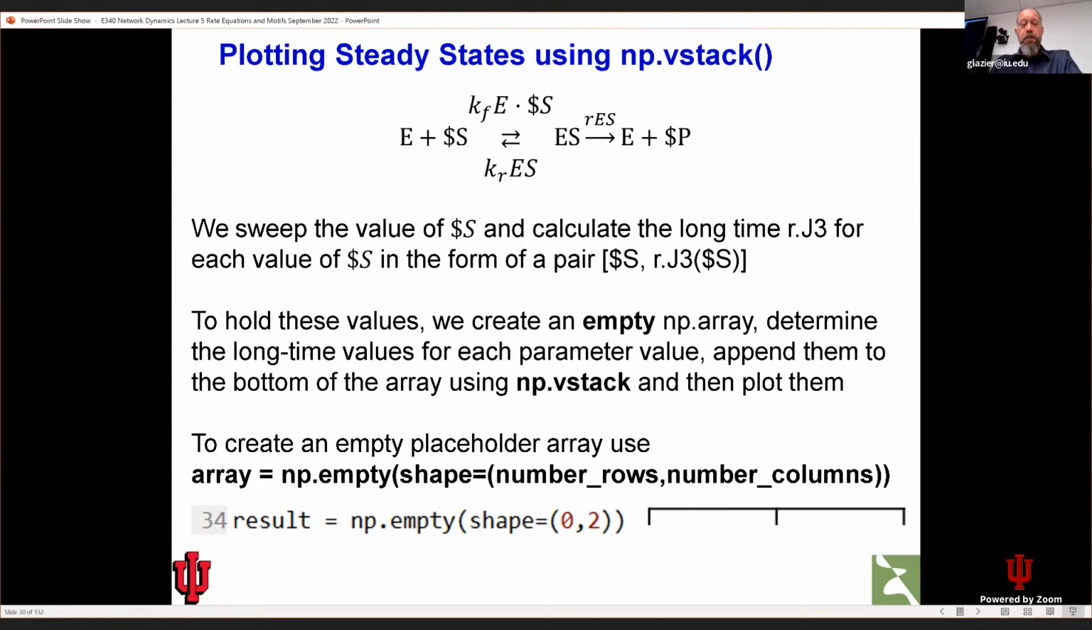And NumPy has a particularly awkward way of doing that, which is array equals np.empty(shape=(number of rows, number of columns)). And the trick with these is always remembering, is it regular parentheses or is it a list with square brackets? Sometimes you think it's going to be regular parentheses and it's a list. And so if I want to create an empty placeholder, a container with 2 columns in it and no rows, I use np.empty with shape equals 0, 2.